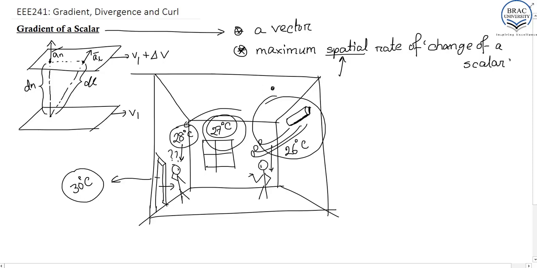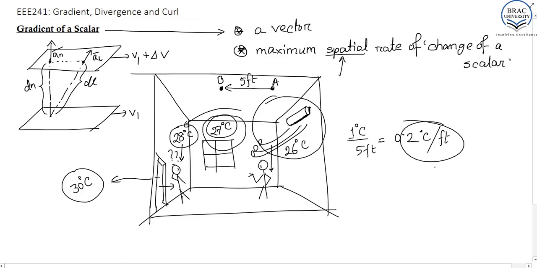Let's say you move from this point to this point over here. Let's say you moved 5 feet from point A to B. Point A has a temperature of 26 degrees and point B has a temperature of 27 degrees. So the change of temperature over here is 1 degree per 5 feet, all right? So you get some value like this. Okay, so this is the rate of spatial change of temperature.